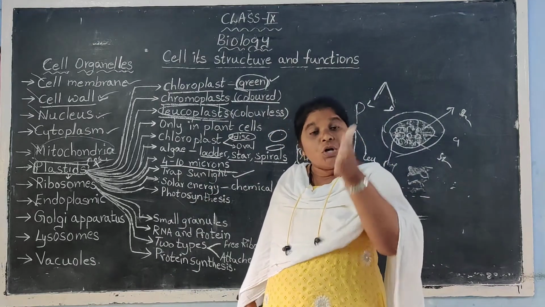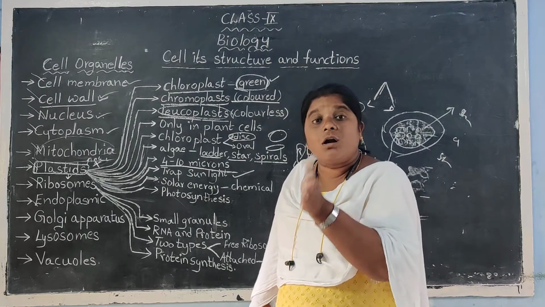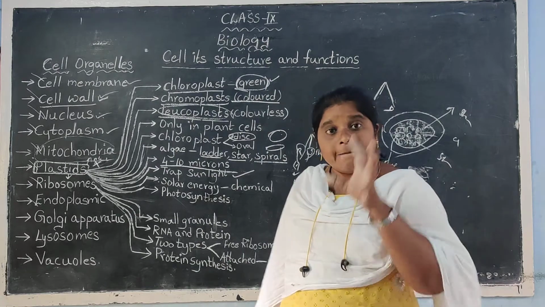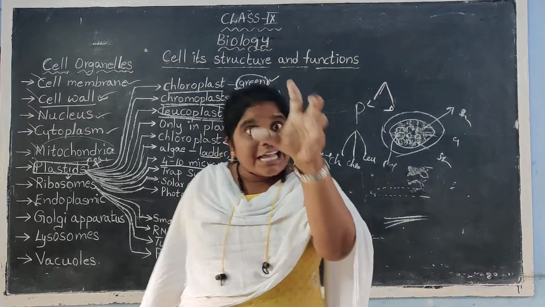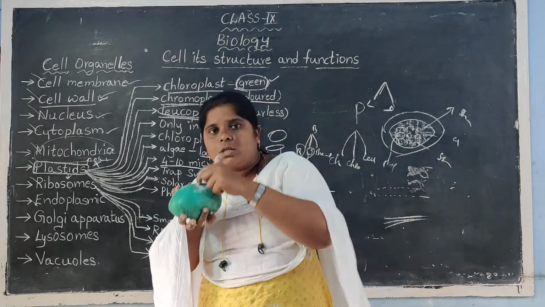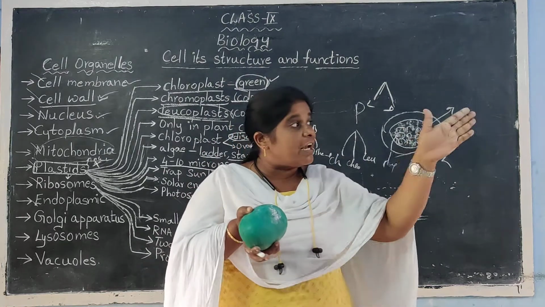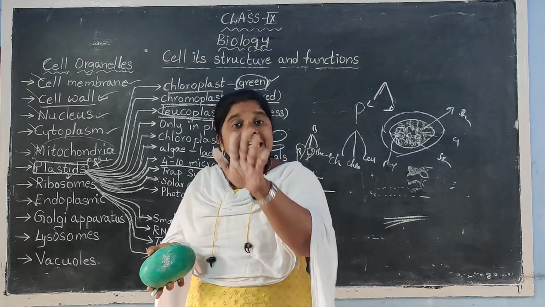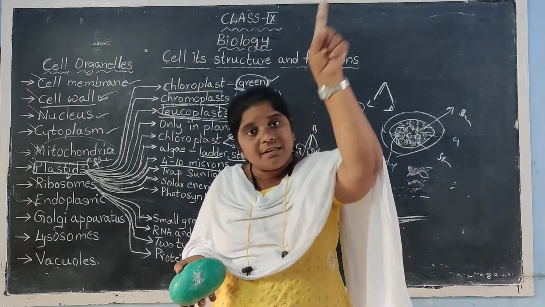Chloroplast. This chloroplast is provided with a green colored pigment called chlorophyll. This chlorophyll will attract the sunlight, trap the sunlight, and make that sunlight enter into the plant. There is a lot of difference between light falling on us and light entering into us. Light entry will not happen in animals, whereas light entry will happen in plants.